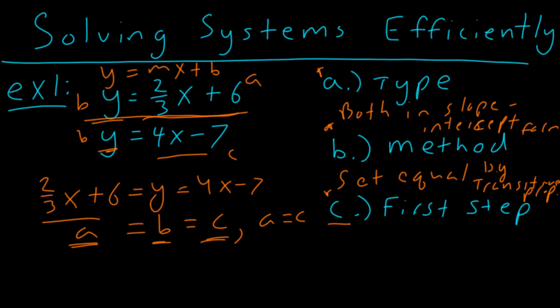Okay, long story short, here's the key first step. When they're both equal to y, we can just say, you know what, 2/3 x plus 6 is equal to 4x minus 7. Alright, let's move on to our second example.